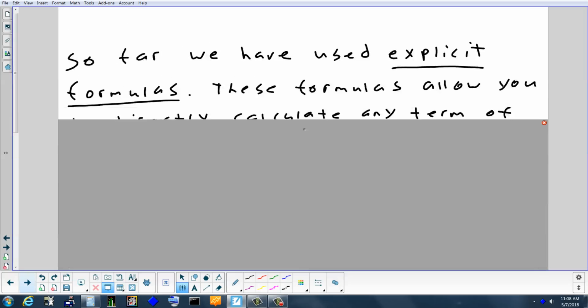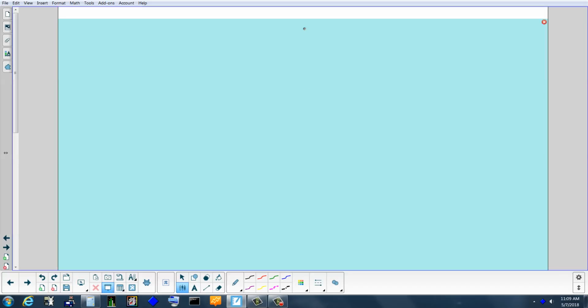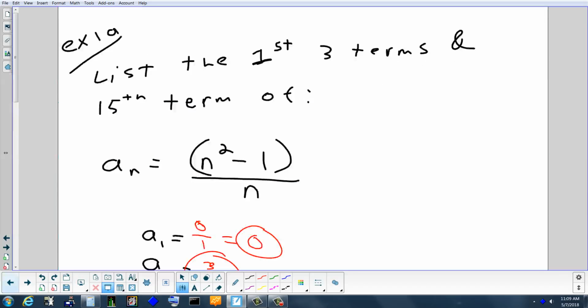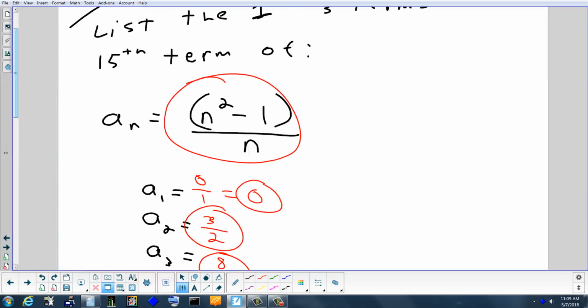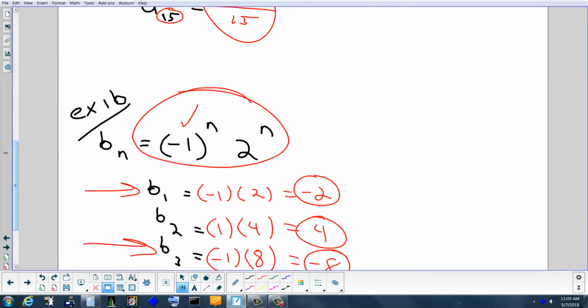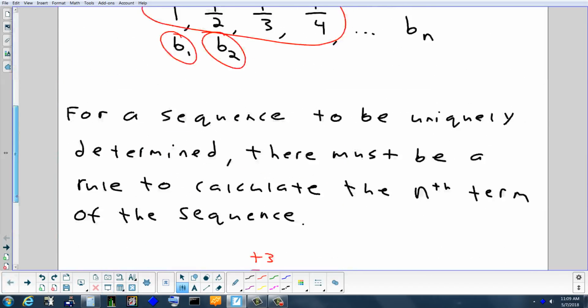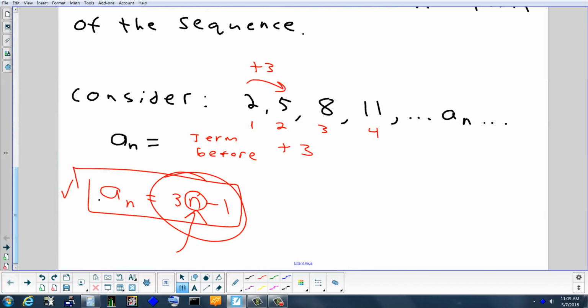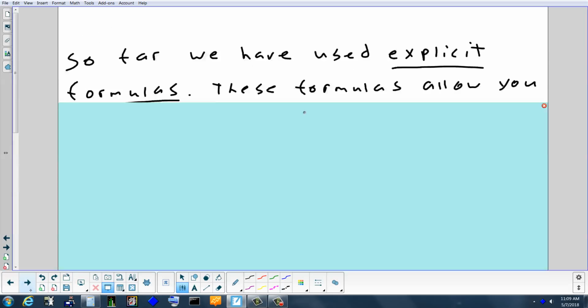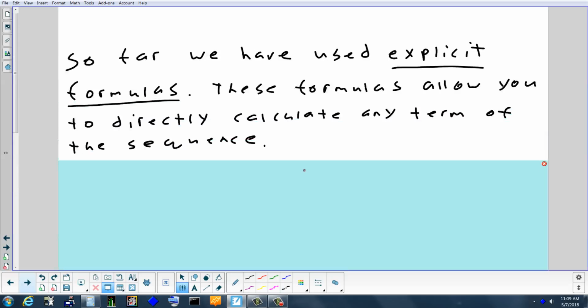So the kind of formulas that I gave you, okay, I didn't name them earlier, but what they're called is an explicit formula. That's an explicit formula. That's an explicit formula. That's an explicit formula. That one is not. That's saying do something to the term before and add 3. What's nice about an explicit formula is it allows you to find any term you want directly without having to find anything else.